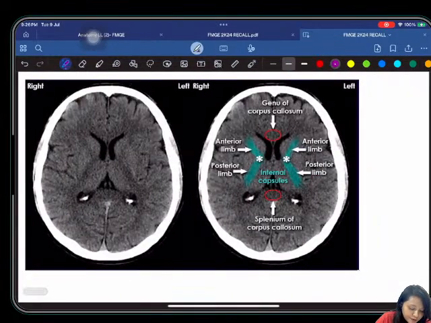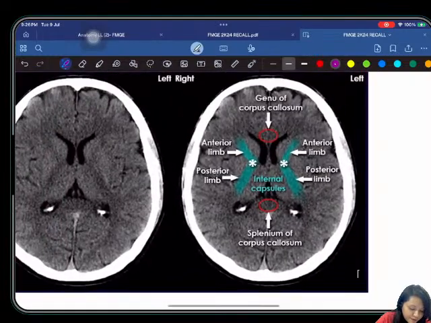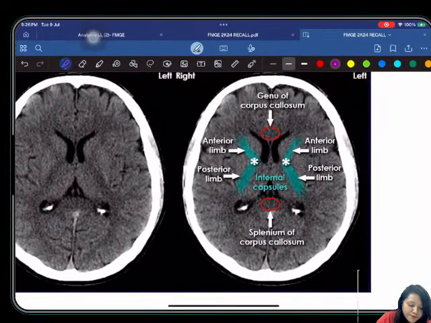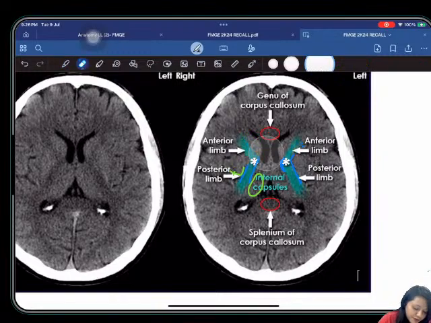Here also in the scan I have shown you, as you can see, the genu of the corpus callosum can be seen here, and then you have the limbs. You have the anterior limb, the posterior limb, and the genu of the internal capsule. This part is the internal capsule. Here you will have the caudate nucleus. Then you will have the lentiform nucleus here, and below you will have the thalamus. That is how they have mentioned it.